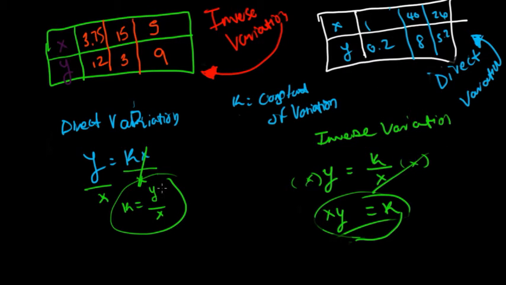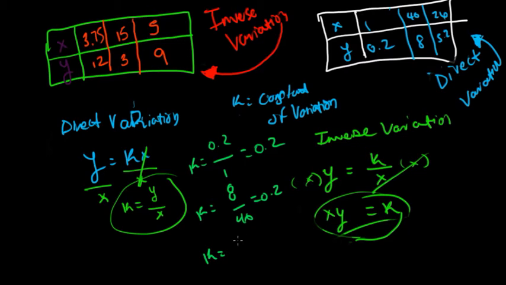Okay? But let's try it with direct. So k is equal to y, which is 0.2, divided by x, which is 1. Well, that's equal to 0.2. Okay, perfect. Let's find y, which is 8, divided by x, which is 40. Well, let's see what happens when we divide 8 by 40. What do we get? We get 0.2.